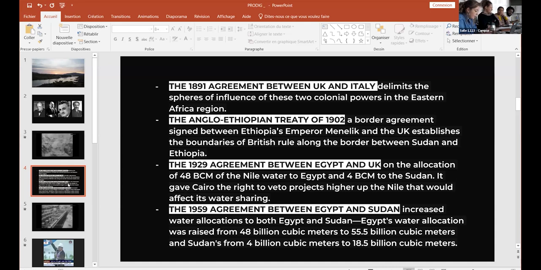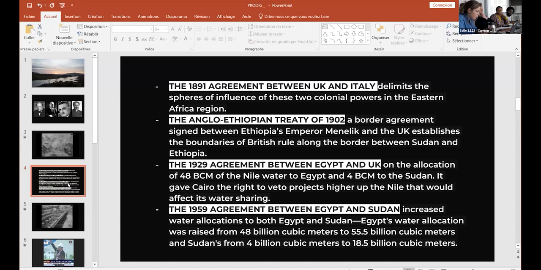For example, the 1902 agreement is a border agreement that was signed between Ethiopian Emperor Menelik and the UK. They established the border in the region where today the Renaissance Dam is located. So if we go back in time, we see how that border agreement is influencing today's dynamics.